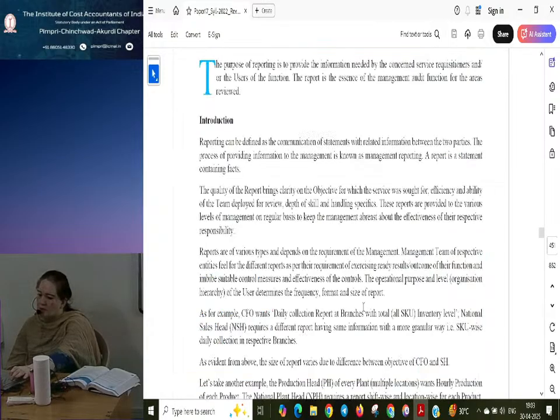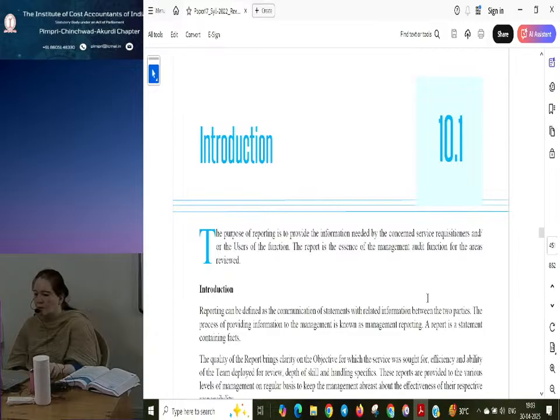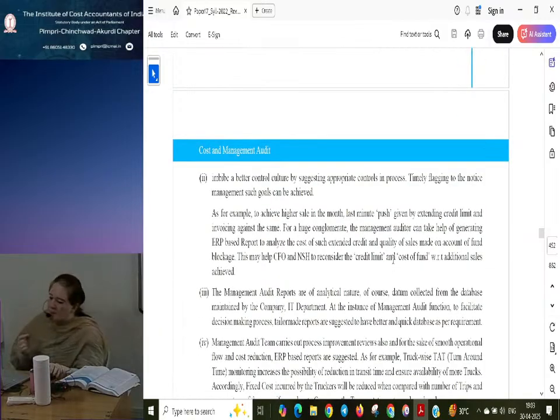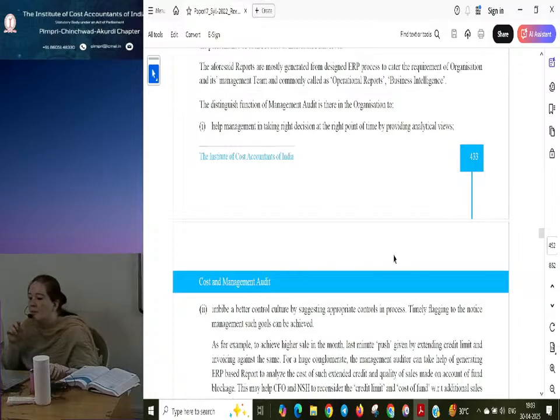So first comes the performance analysis, okay? Reporting is nothing but communication of information between the parties, two parties. But when this communication happens to the management, then it becomes management reporting. So while we look at the purpose, okay, it is the purpose based on which the reports are generally prepared. So the distinguished function of management audit is there in the organization to help the management in taking the right decision at the right time, okay.